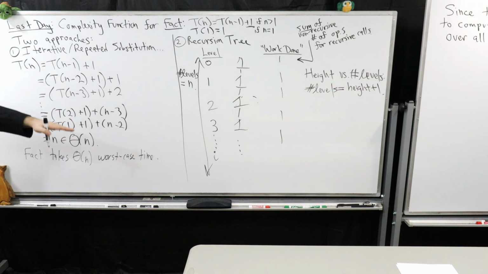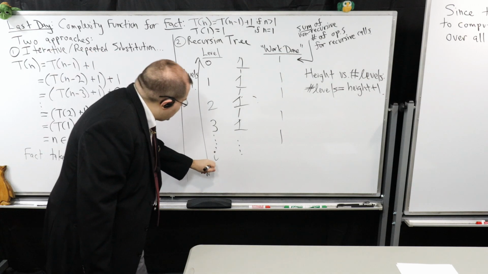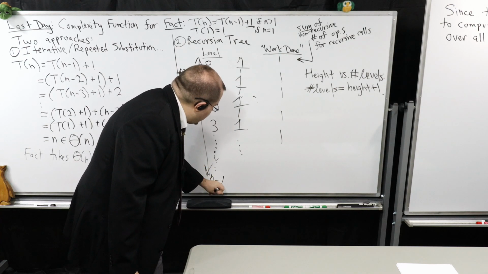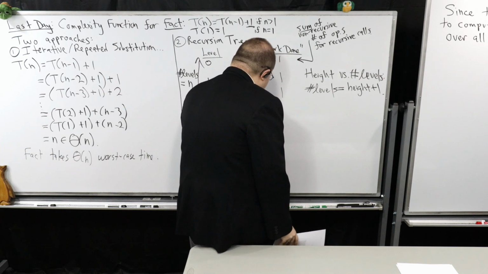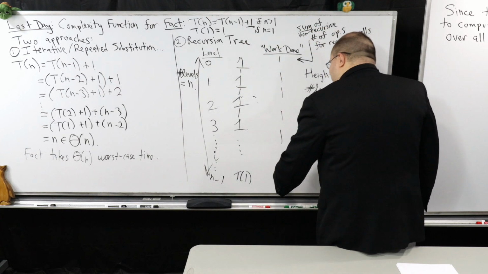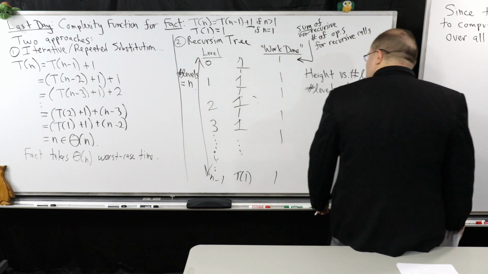So if I were to keep going down, I'll eventually hit some level n minus 1. It will also take T of 1. So it takes T of 1 down here. And in our case, T of 1 is 1, right?